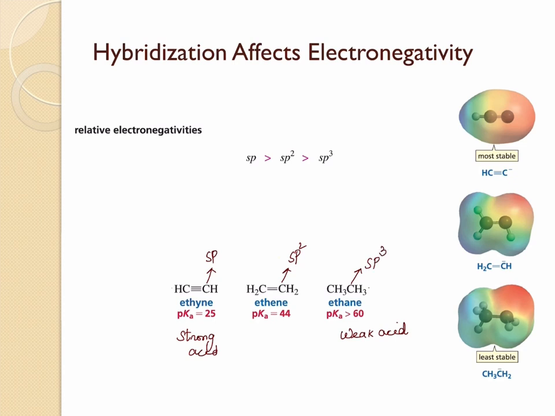In general, an sp hybridized carbon is more electronegative because it has more s character compared to sp2 hybridized carbons and sp3 hybridized carbons. And because this carbon right here is more electronegative, the hydrogen bonded to the carbon can be lost easily, and therefore this is going to behave as a stronger acid compared to ethene and ethane.